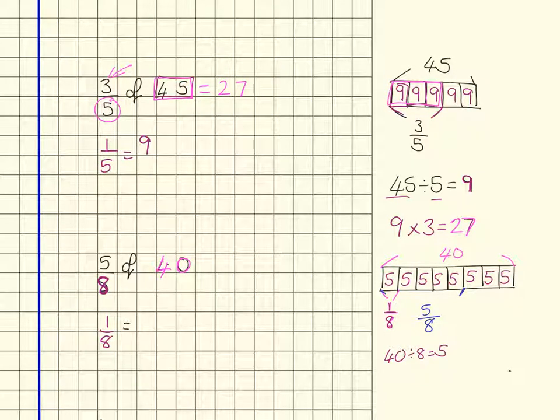So I now know that 1/8 equals 5. So from that I can work out what 5/8 is, because 5/8 will be 5 of these. So 5, 10, 15, 20, 25. So 5/8 of 40 equals 25.